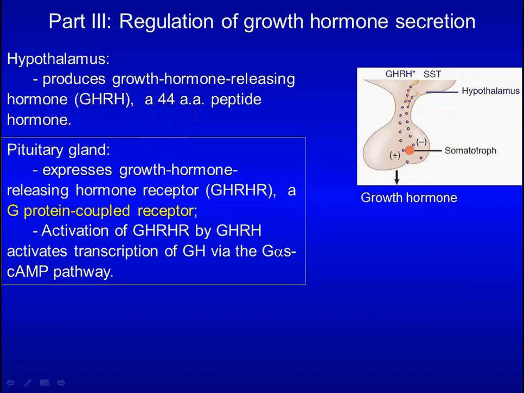Growth hormone releasing hormone binds growth hormone releasing hormone receptor on pituitary gland. Like most G protein coupled receptors we have seen so far, growth hormone releasing hormone receptor also uses the G-alpha S cyclic AMP pathway to activate transcription of growth hormone gene.